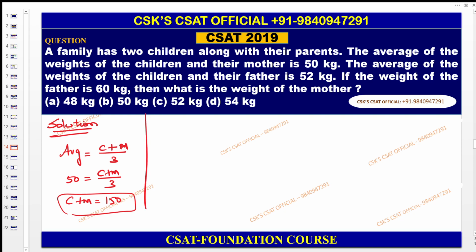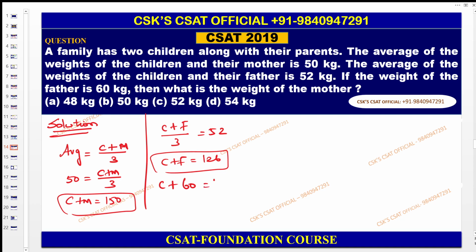Now the average weight of the children plus father, again 3 people here, is equal to 52. So therefore children plus father is equal to 52 into 3, which becomes 156. Now if the weight of the father is 60, replace 60 here. According to the data only we are replacing. So father becomes 60, then you can subtract the children's weight.